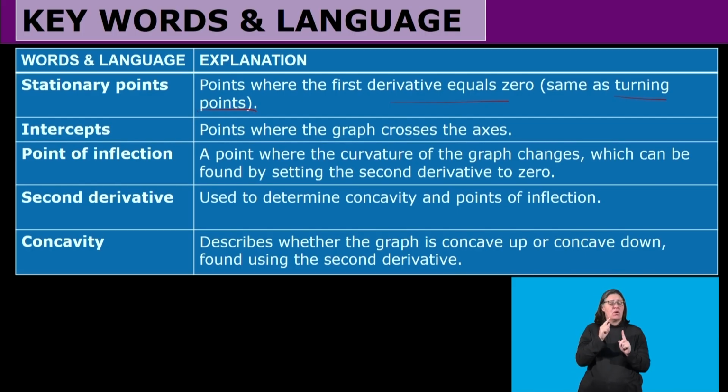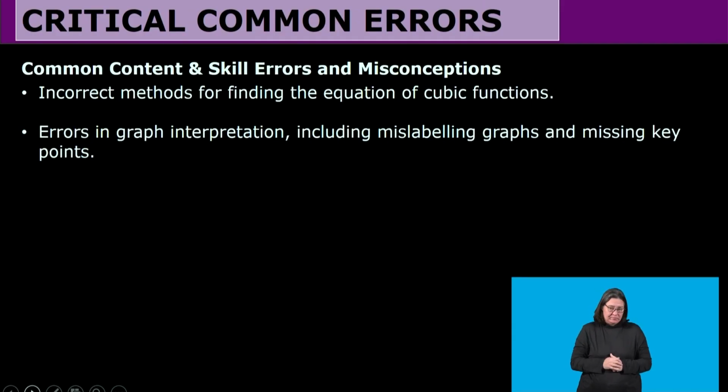A point of inflection is a point where the curvature of the graph changes. It's either going to go from concave up to concave down or vice versa. And importantly, we find the point of inflection by setting the second derivative equal to 0. What the concavity tells us is whether the graph is going to be concave up or concave down. So it's all assisting with the shape of the graph.